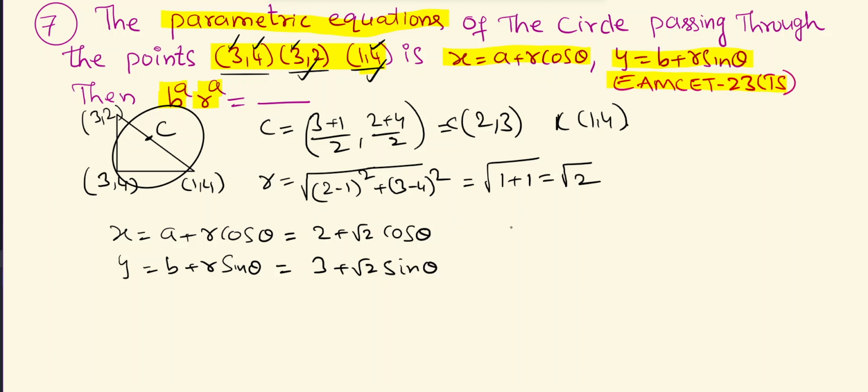Now we find the value of b to the power a into r to the power a. Here b is 3, a is 2. So 3 squared into root 2 whole squared. 3 squared is 9, root 2 whole squared is 2. That is equal to 18.